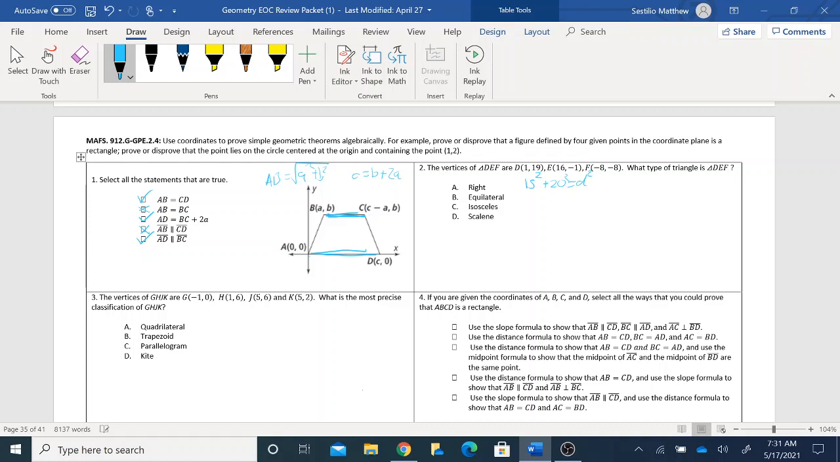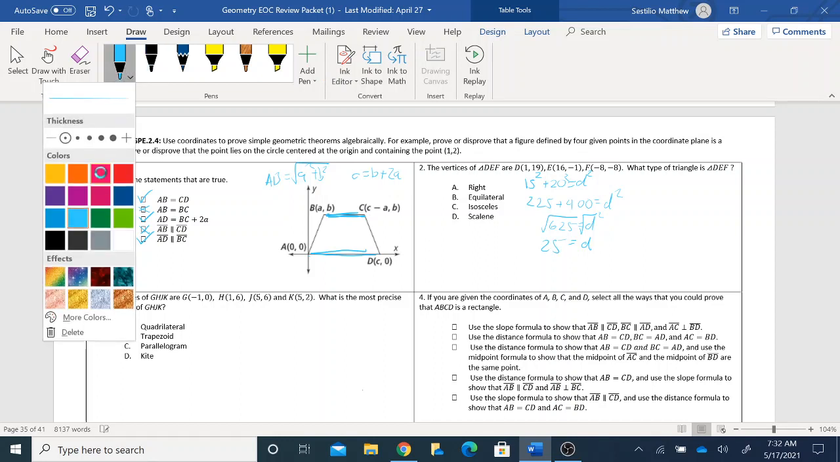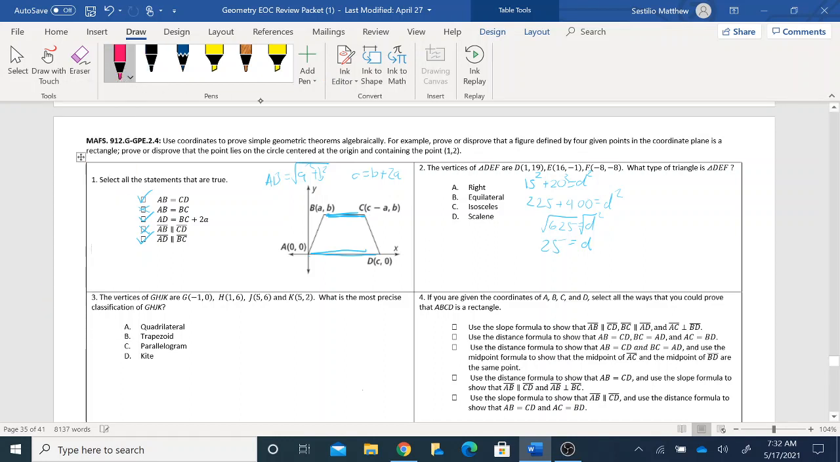That would be your hypotenuse if you graphed it. So 15 times 15, 225. 20 times 20 is 400. So our distance squared is 625. If you square root it, the distance between D and E is 25. Right? So between these two is 25 units.